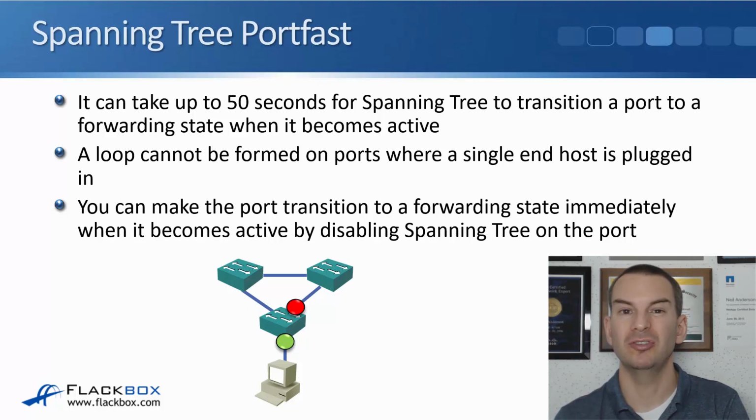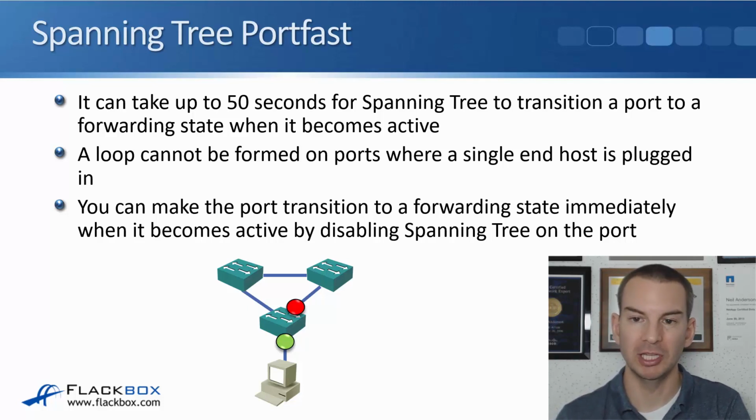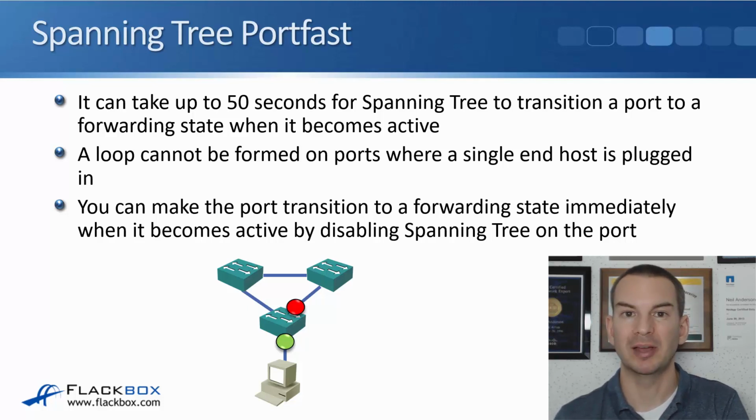It can take up to 50 seconds for spanning tree to transition a port to a forwarding state when that port becomes active by powering on the switch or plugging a network cable into it. So that's a long time. And if you think about it, a loop cannot be formed on ports where a single end host is plugged in. So if you see the diagram at the bottom here, I do have a potential loop between my three switches there. So one of the ports was put into a blocking state.